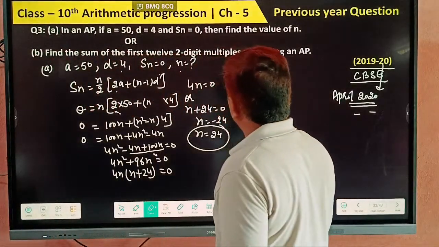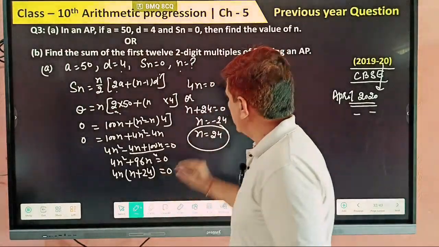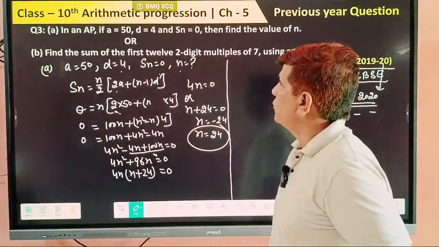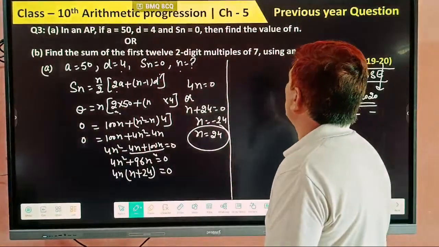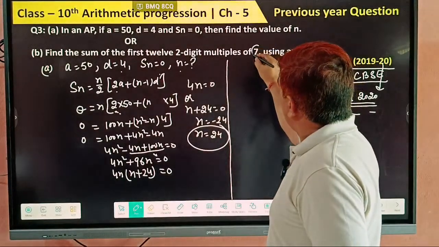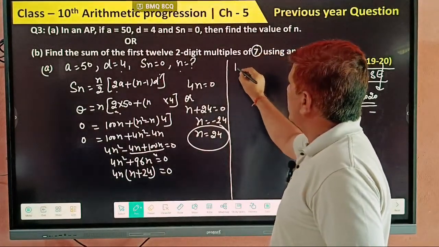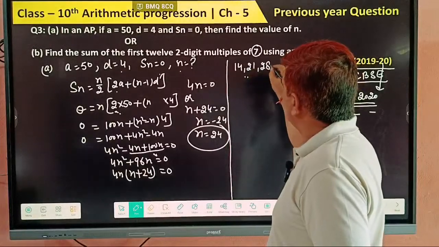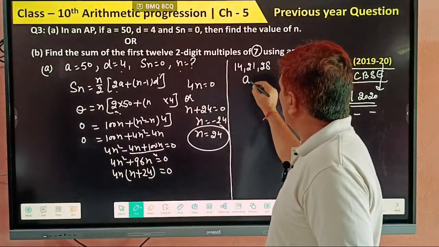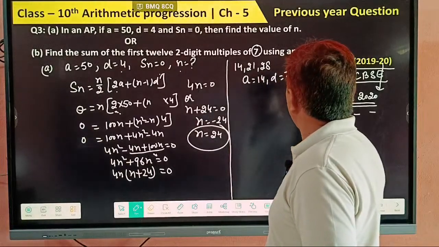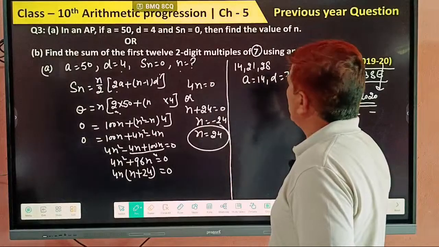Second, we can take the second part of this. That's also like: find the sum of first 12 two-digit multiples of 7. So which is the first two-digit multiple? 14, 21, 28. So what's A here? A is 14, d is 7, and n is 12.